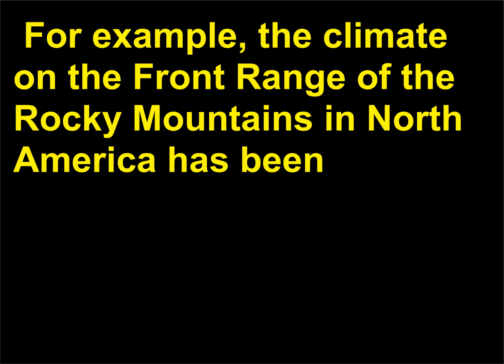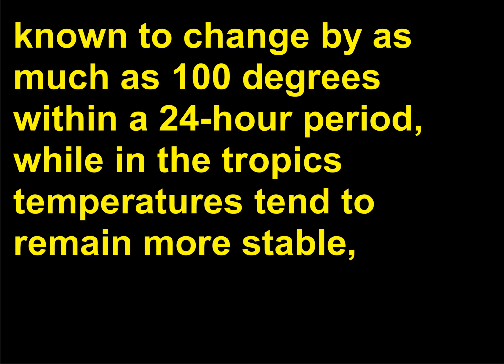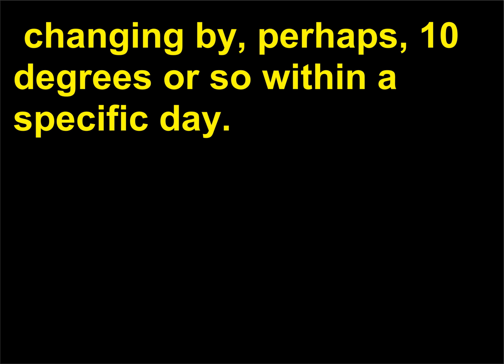For example, the climate on the Front Range of the Rocky Mountains in North America has been known to change by as much as 100 degrees within a 24-hour period, while in the tropics temperatures tend to remain more stable, changing by, perhaps, 10 degrees or so within a specific day.